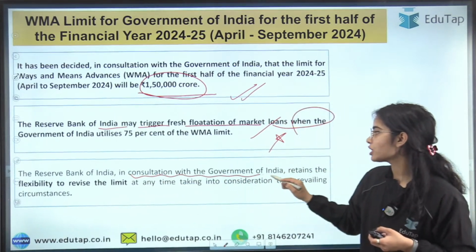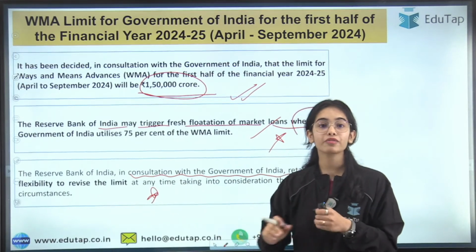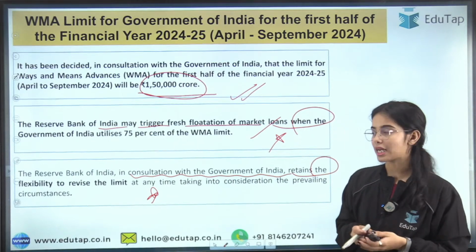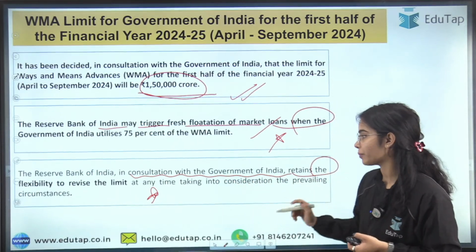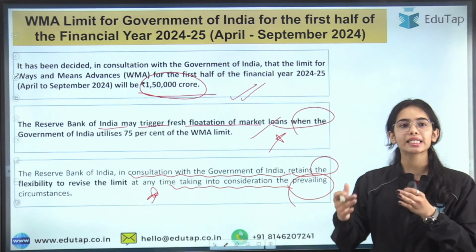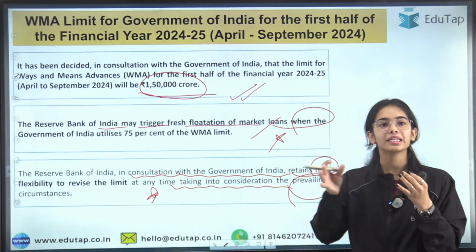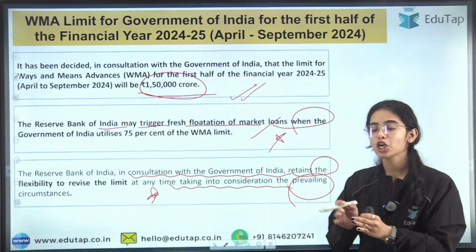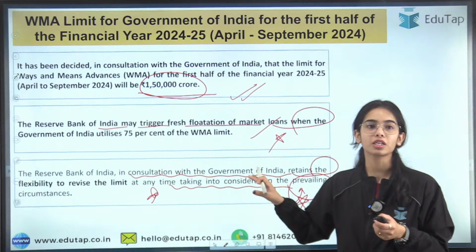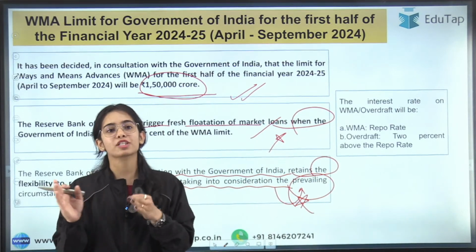RBI, in consultation with the Government of India, retains the flexibility to revise the limit, so if the limit has to be increased, that can be done, but the RBI has to decide that in consultation with the Government of India, at any time, taking into consideration the prevailing circumstances. So let's say some disaster has happened. In that case, the government requires extra money. So for that, in consideration of the prevailing circumstances, the limit of the WMA can be increased. But there should be some particular instance that should have happened.